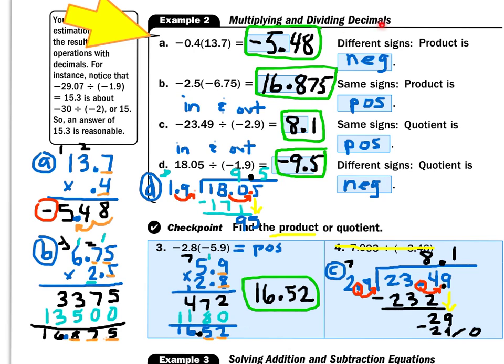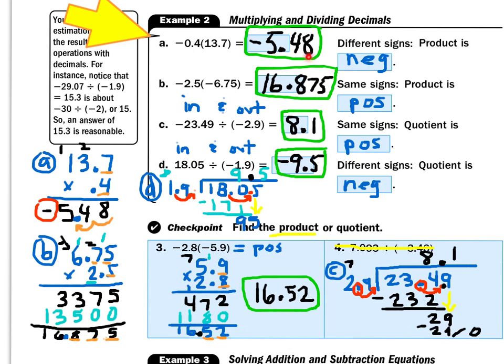Okay, multiplying and dividing decimals. Look at A. We're going to multiply negative 0.4 times 13.7. Well, remember, they have different signs, so the product is going to be negative. But let's show the work over here. I have 13.7 on top just because it has 1, 2, 3 digits. And I put the 0.4 down below, and I multiply. And then after I multiply the numbers, I want you to notice, count how many digits are after the decimal. So I see 1, 2 numbers total after decimal points. So I have to grab my decimal point and drag it back 2 spots. So my final answer would be negative 5.48.